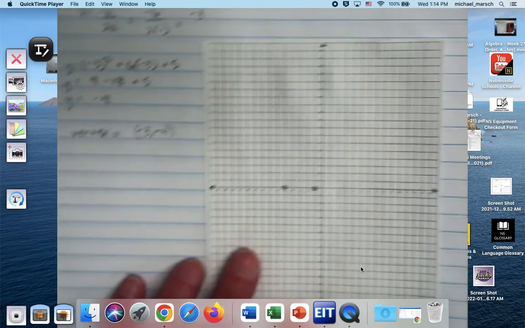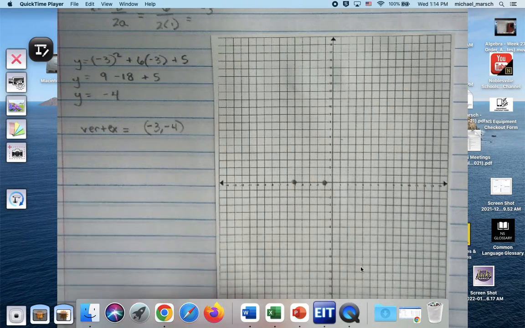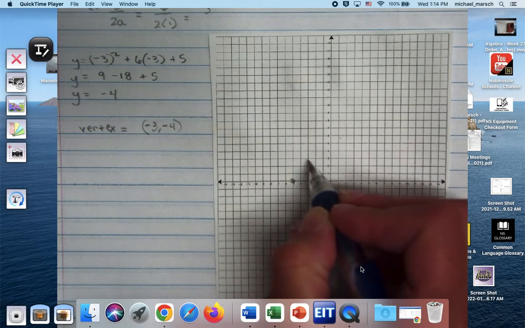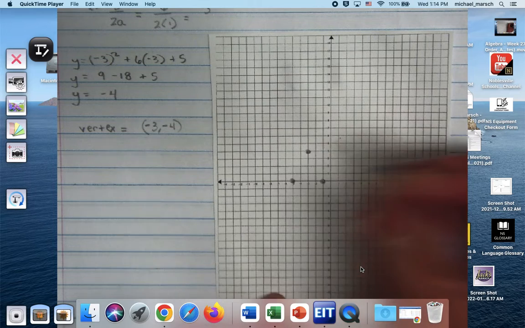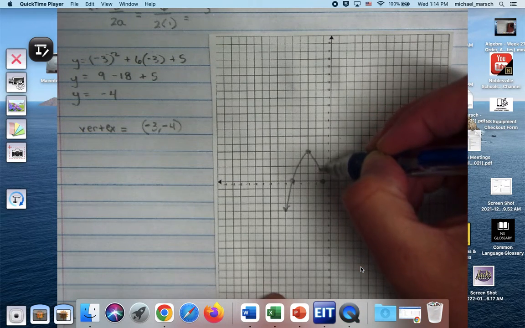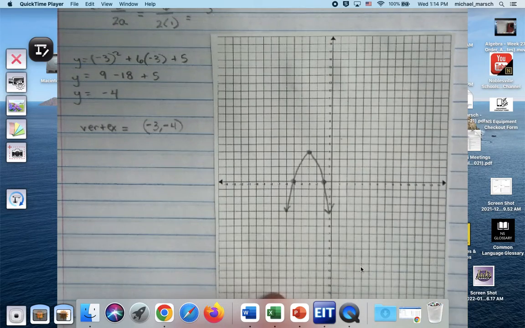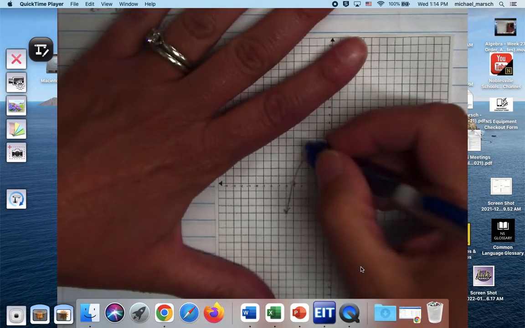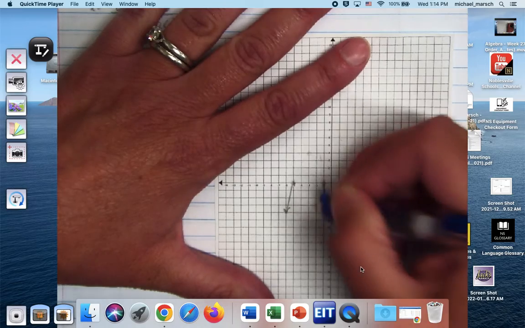And then my vertex is this negative 3, 4. Negative 3. And then I just connect these as best I can. Sorry, yes, it is negative 3, negative 4.